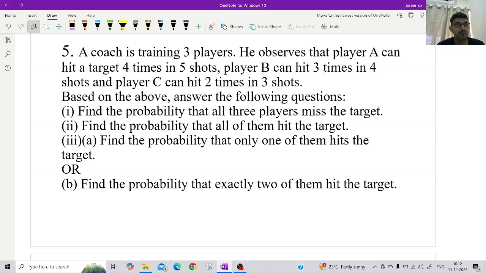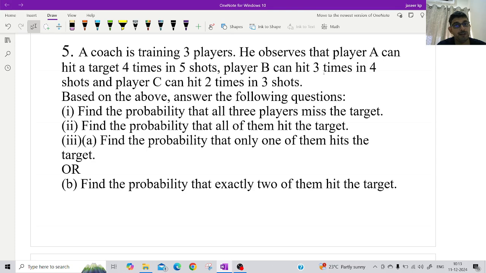Now the fifth problem. A coach is training three players. He observed that player A can hit a target 4 times in 5 shots. Player B can hit 3 times in 4 shots, and player C can hit 2 times in 3 shots. So this is the information given. Based on the above, answer the following questions.